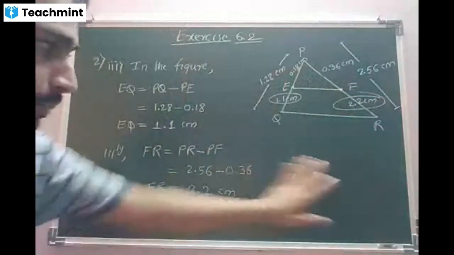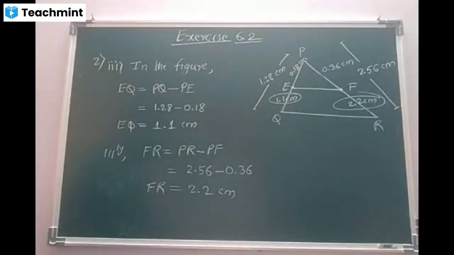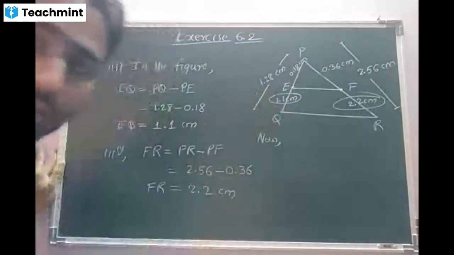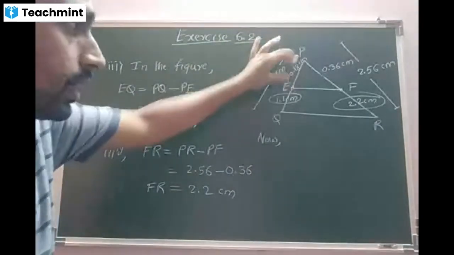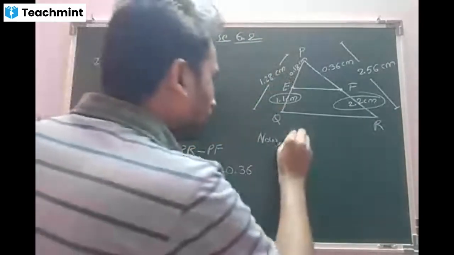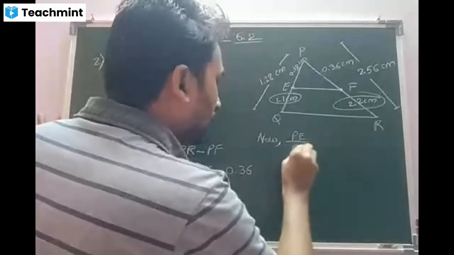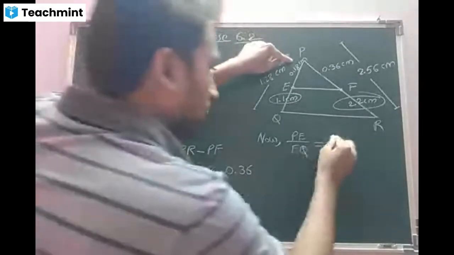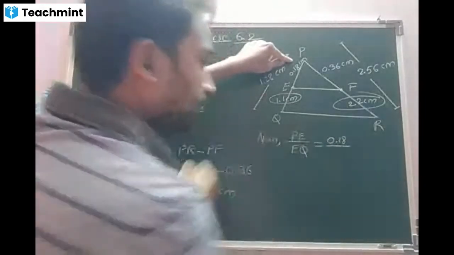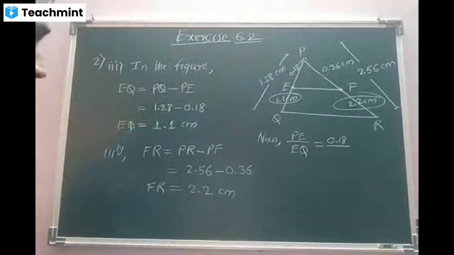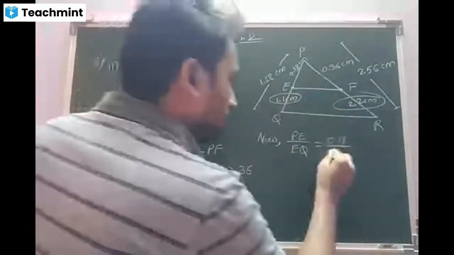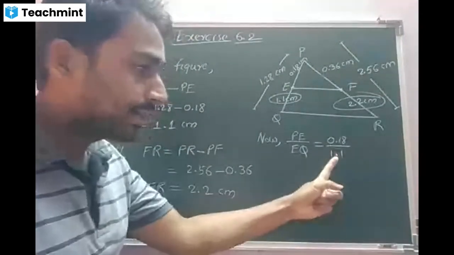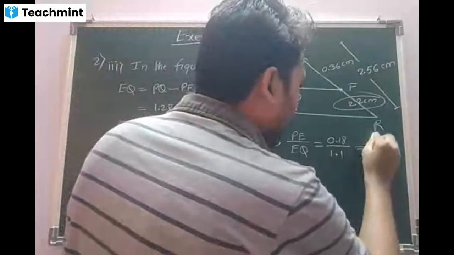Beta, write till here. Quick, I'll proceed further. Fast. Done? Now take the ratio, beta. PE with EQ. PE with EQ is equal to, what is the PE value they gave? 0.18. Am I right? Yes, sir. EQ we calculated as 1.1. But I can see decimal places are different. One is at the 100th place, one is at the 10th place. So let us solve it further.